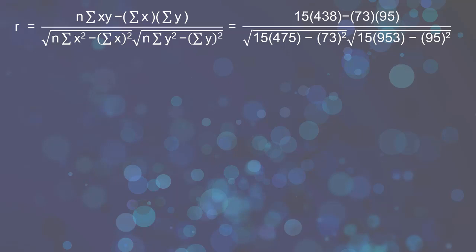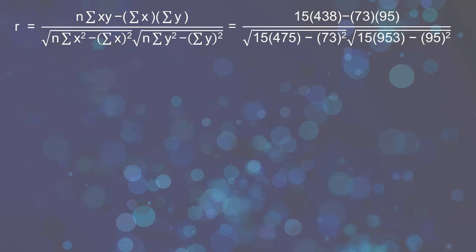Then in the denominator, we have 2 square roots. The first square root has the n times the sum of x squareds, so that's the 15 times 475, minus, it says take the sum of the x's and square it. So the sum of the x's was 73, so we have 73 squared. The second square root contains n times the sum of y squared, so that's 15 times the 953, then minus the sum of y quantity squared. Well, the sum of the y's was 95, so we have 95 squared.